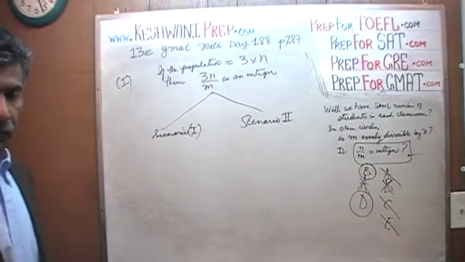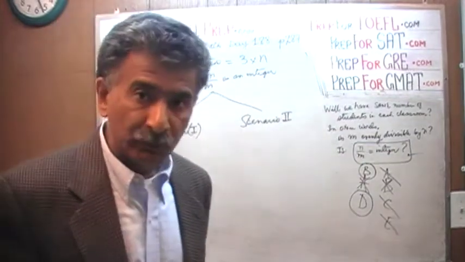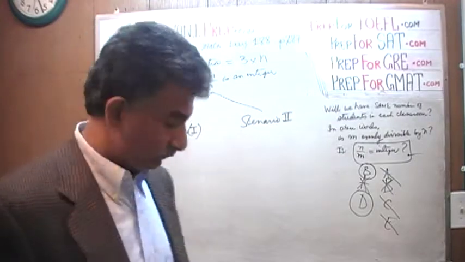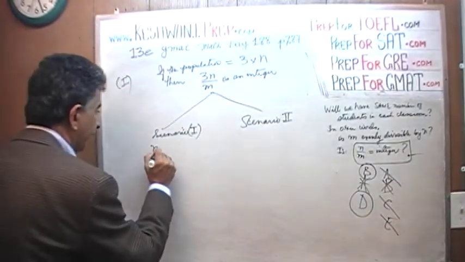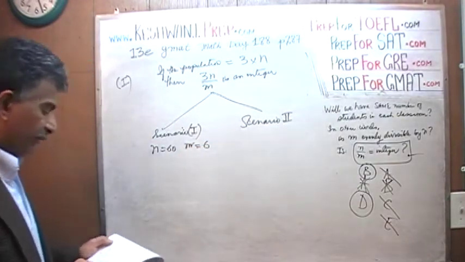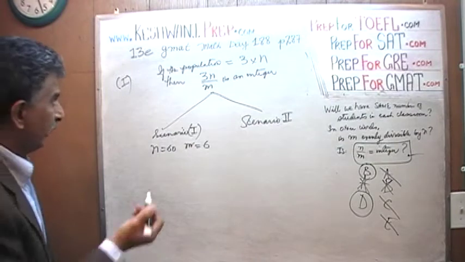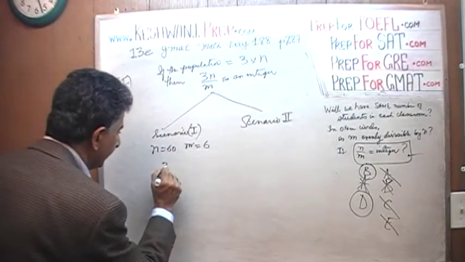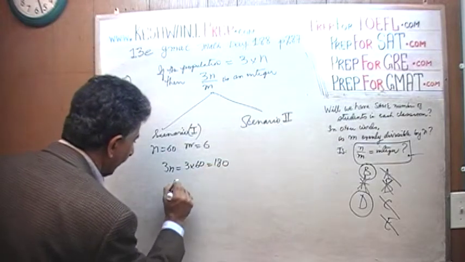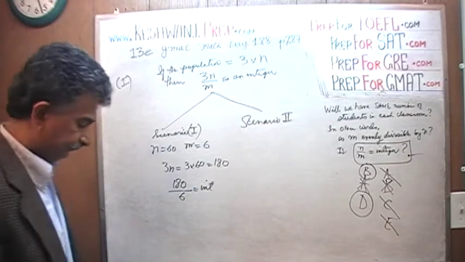Now, is n divisible by m? To answer that question, we're going to start out making sure that it is divisible. For example, let n be 60 and let m be 6. As we can clearly see, n is divisible by m. But let's see what happens when we have 3n. Here 3n would be 3 times 60, which is 180, and 180 is clearly divisible by 6. It gives us an integer.